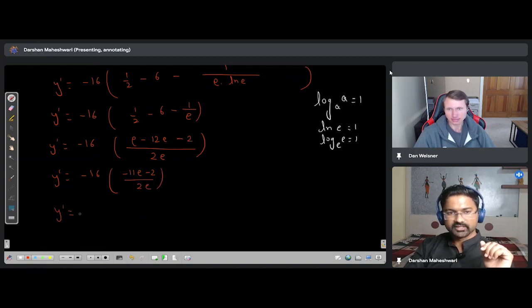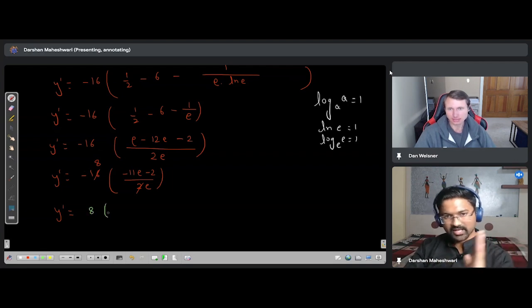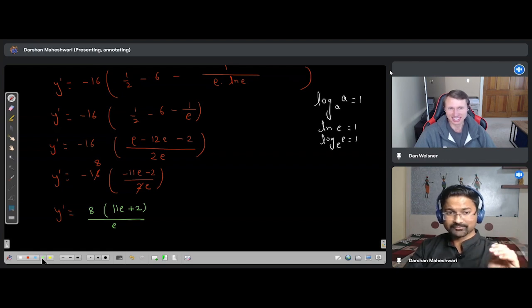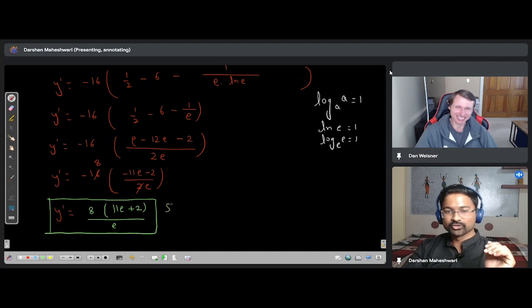So finally, I'm going to say that y prime is equal to, oh, by the way, 2 times 8 is 16. So negative 8, at the same step, it's very tempting to take this negative sign inside. So I'm going to do that. So 8 sits outside and this negative goes inside, hits both the terms and makes it positive. So 11e plus 2 over e. And I think we should call it a day. I'm happy with that. Let's call this our slope. It's not nice, but it is what it is.